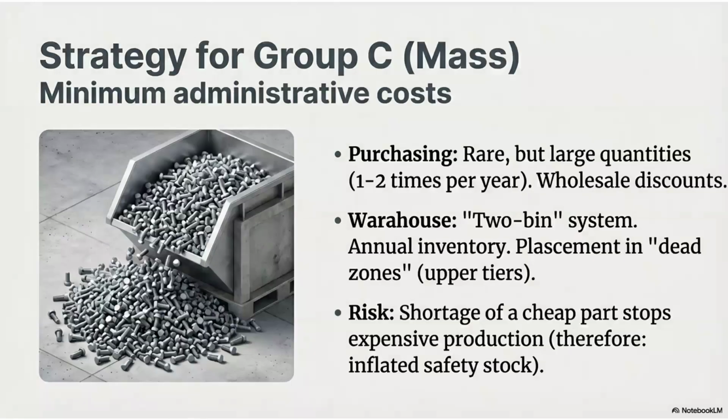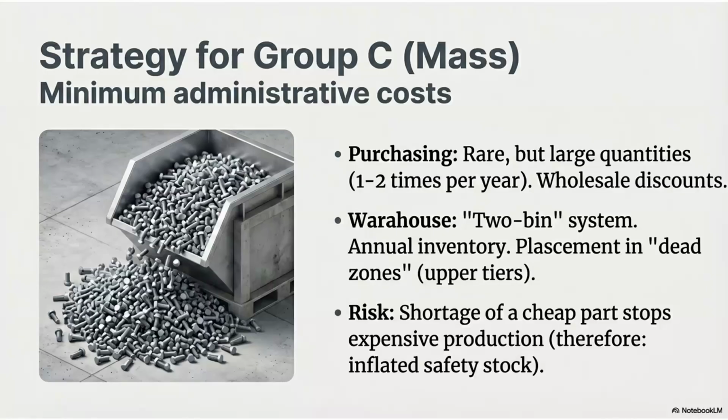A radically different approach is required for the mass and cheap items that form Group C. They occupy 50–60% of the entire warehouse assortment, but generate only about 5% of the financial result. This category includes packaging materials, stretch film, inexpensive fittings, or common fasteners. The main management rule for such items is the total minimization of any administrative costs for their handling. Procurement of Class C items is done very rarely, usually once or twice a year, but in huge batches. This allows for obtaining the maximum wholesale discount from the supplier and drastically reducing the volume of operational work.